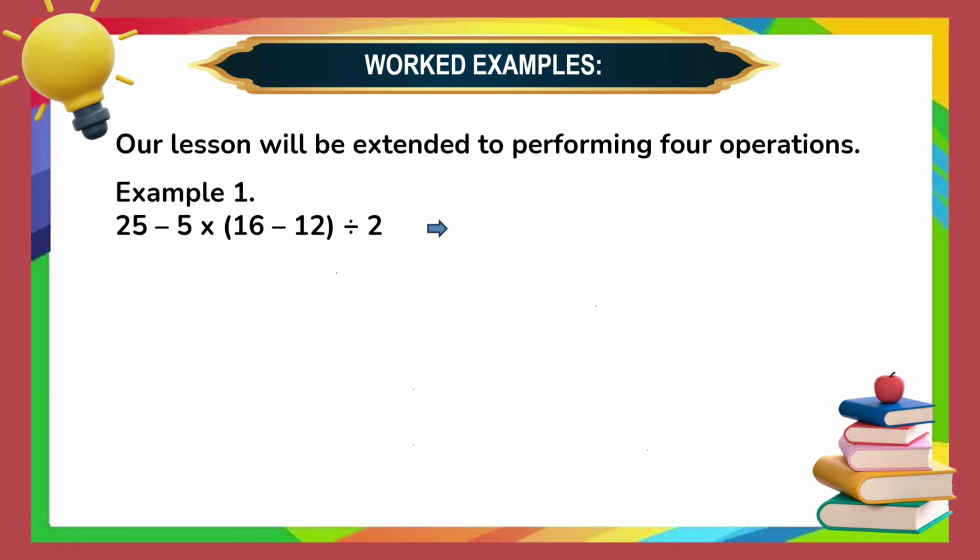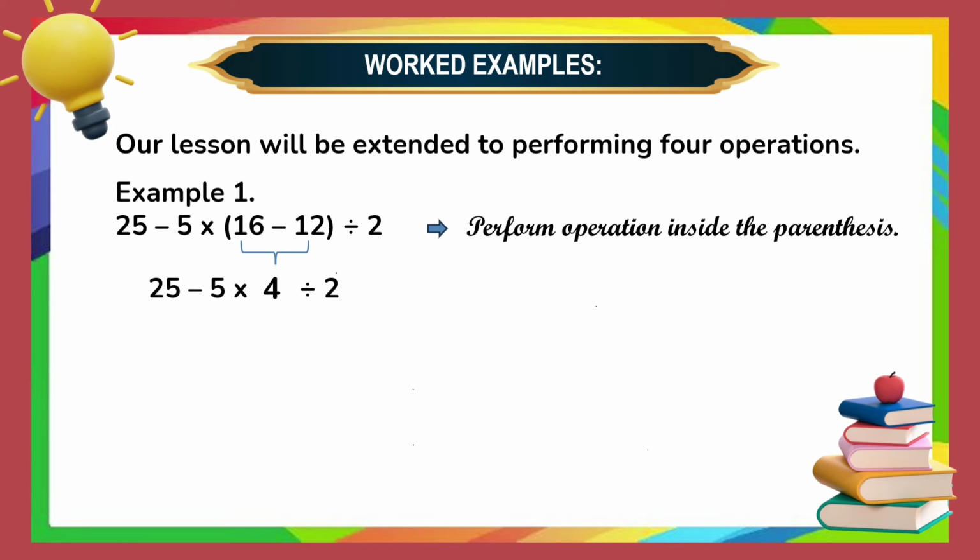So for this solution, we need to do the operation inside the parenthesis first. So 16 minus 12 is 4. And then bring down the rest of the digits. So for the next expression, we have 25 minus 5 times 4 divided by 2. So there is no grouping symbol anymore. We will proceed to the next rule, which is multiply or divide as they occur from left to right.